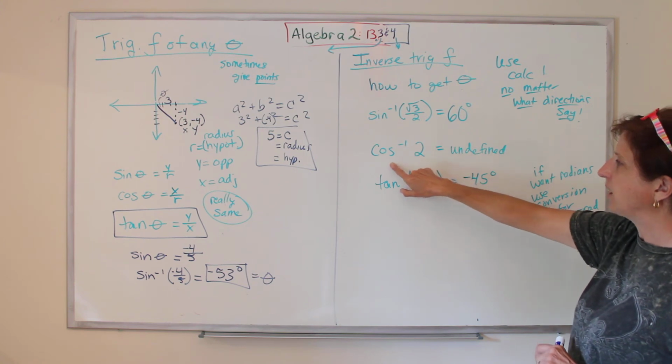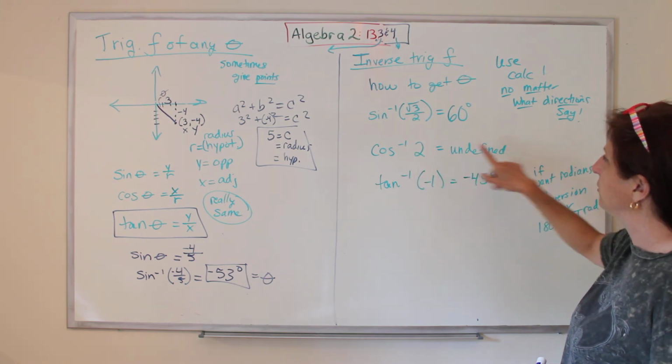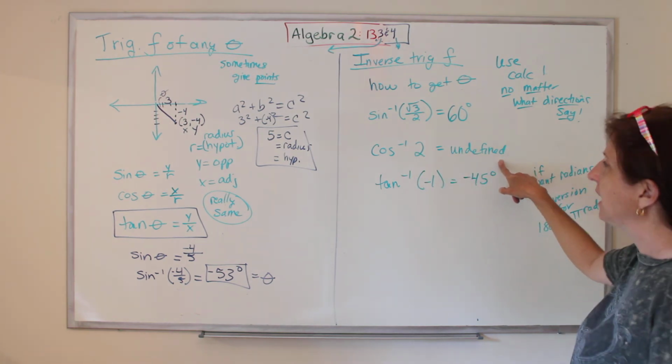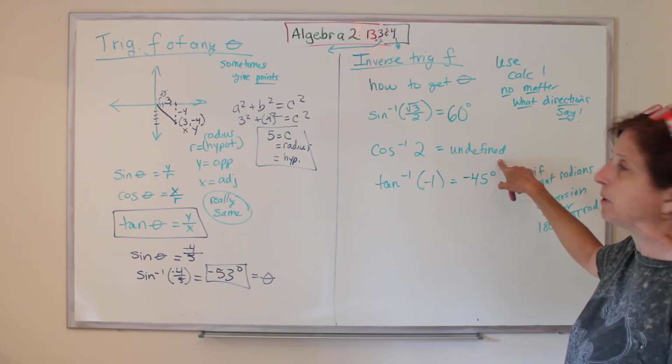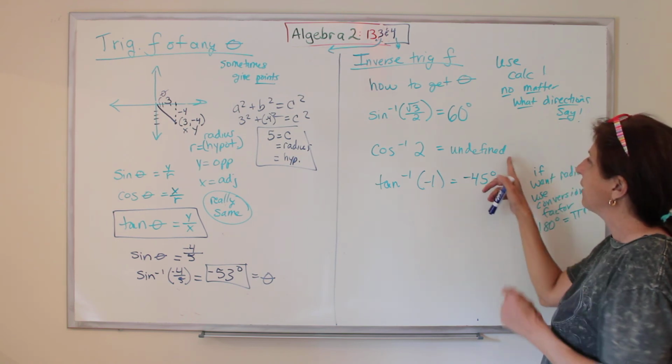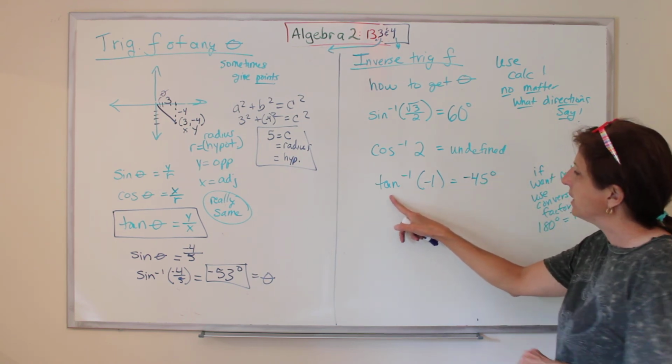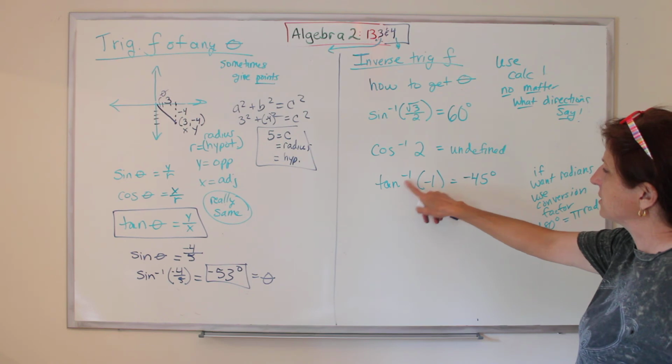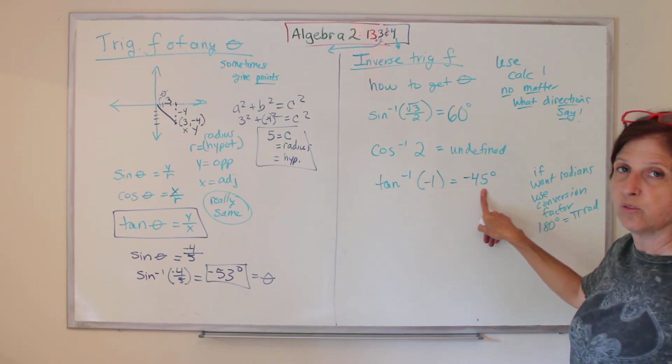Then they wanted you to try this one, inverse cosine of 2, and it comes up error, undefined. There are certain things, you can't divide by 0, so there's certain things in math, or take the square root of a negative number that are undefined. Okay, so here's another one. This one is the inverse tangent of -1 is -45 degrees.